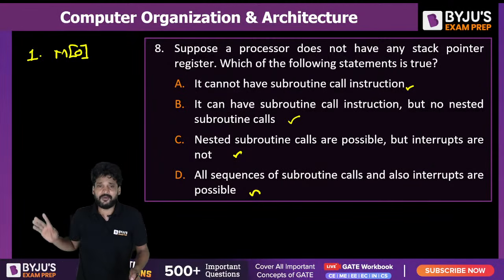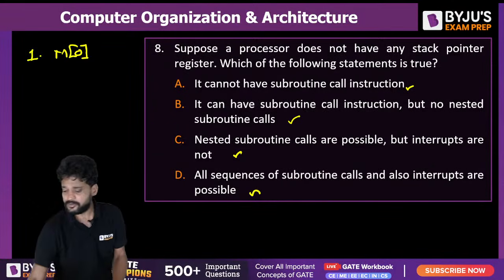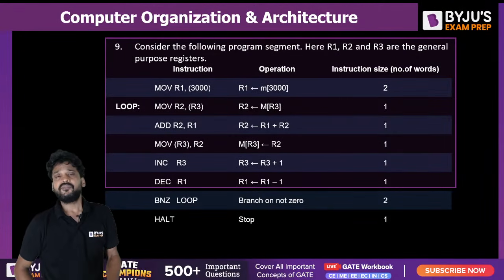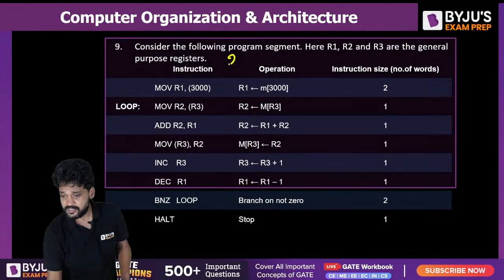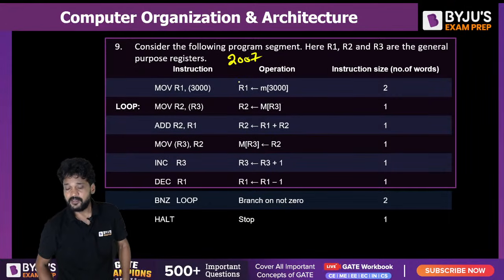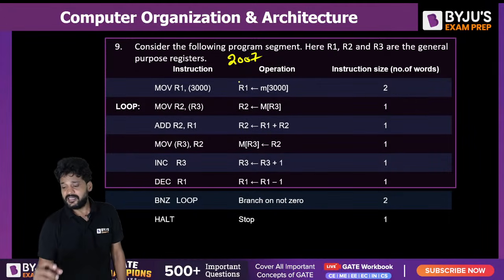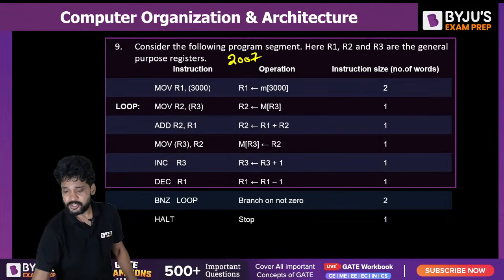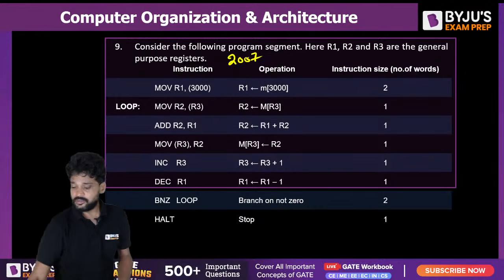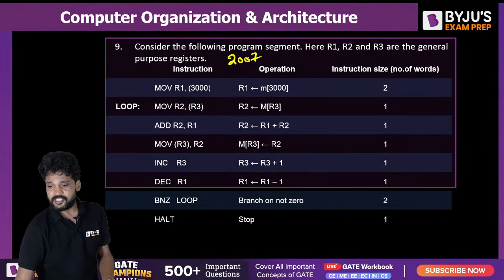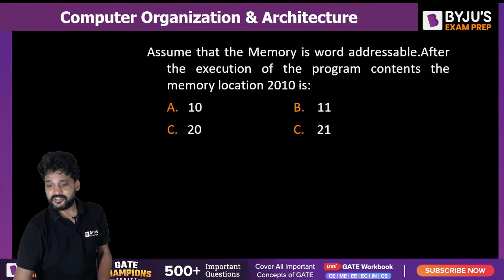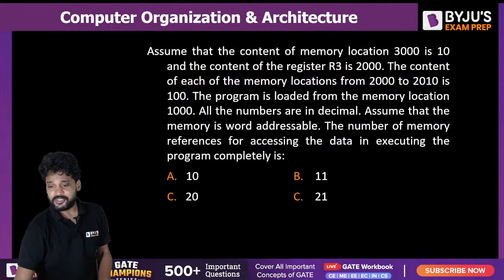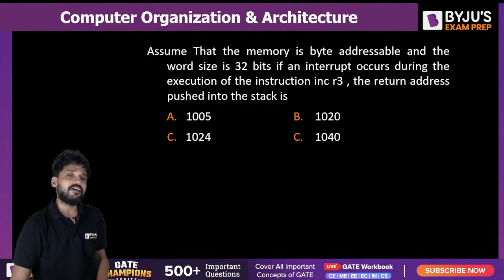Before you come back, I want to give you one homework question. This question is given in 2007. It's a single data multiple questions set. You can either take a screenshot or Google this question. Consider the following program segment. Here R1, R2, R3 are general purpose registers. Based on this data, there are 3 questions. I want you to answer me whenever you come back.